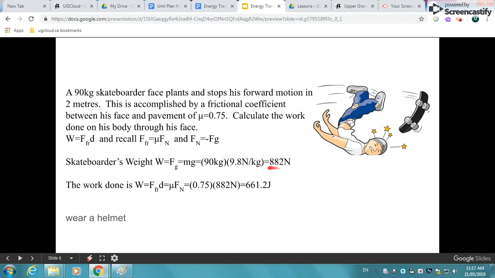So that's the same as called weight. So the skateboarder has 882 newtons of weight. You take that and you put it in the friction equation. The surface roughness means that his face is feeling a frictional force that is 3/4 of his body weight. You might want to wear a helmet.